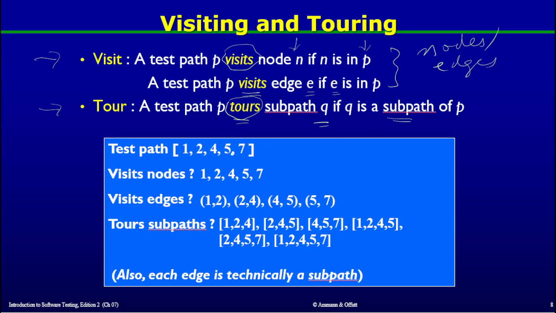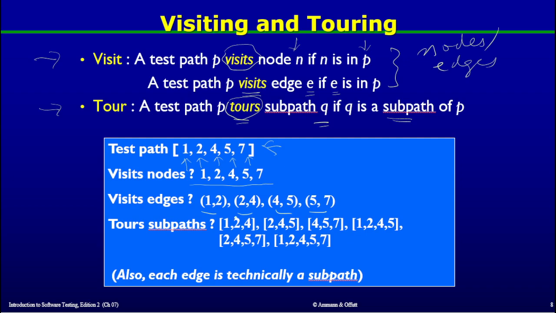So here is an example test path that has nodes 1, 2, 4, 5 and 7. So it means it visited nodes 1, 2, 4, 5 and 7. So these are also mentioned just below the test path. In the same way, we can identify the edges. These are 1, 2, 2, 4, 4, 5, and 5, 7. These have been visited by this particular test path.